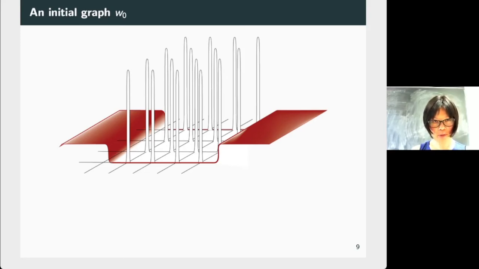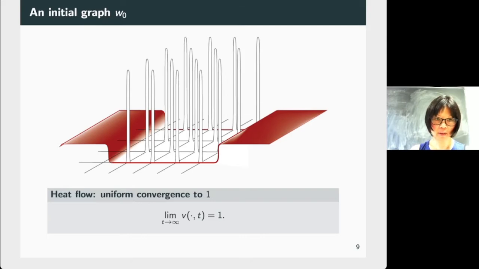Now, what happens to this graph? Again, we can see that for the heat flow, we have uniform convergence to 1. The same idea: if you take larger and larger balls centered at any point, the averages will go to 1 because we made sure of that. So the solution to the heat flow will stabilize at the constant 1.